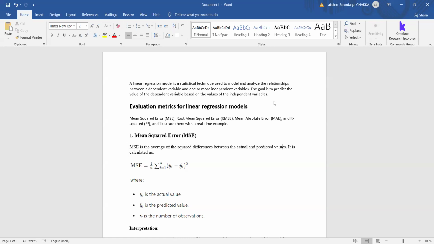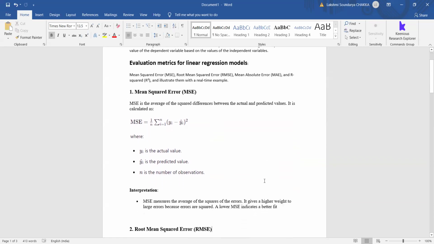First we're going to see the mean squared error. It's nothing but the average of the squared differences between the actual and the predicted values. How do we calculate it? 1/n times the sum of (yi minus y-hat i) squared. Here, i ranges from 1 to n. What is yi? As I told you previously, these are the squared differences between the actual and the predicted values. So yi is the actual value and y-hat i is the predicted value, and n is the number of observations.